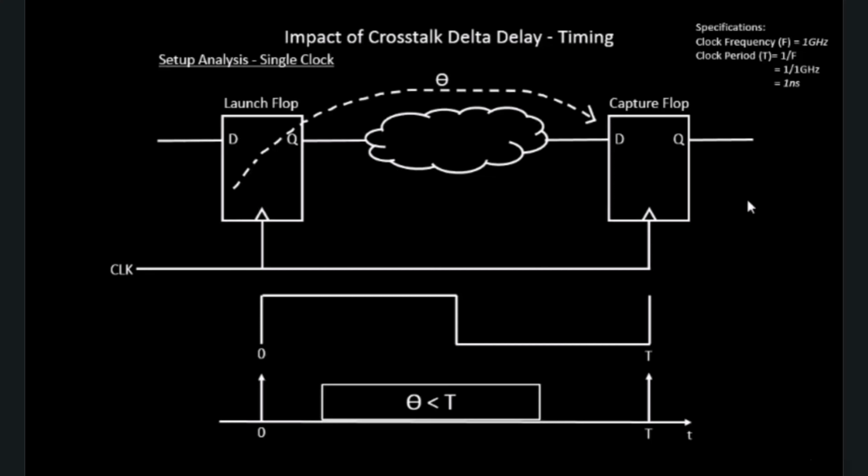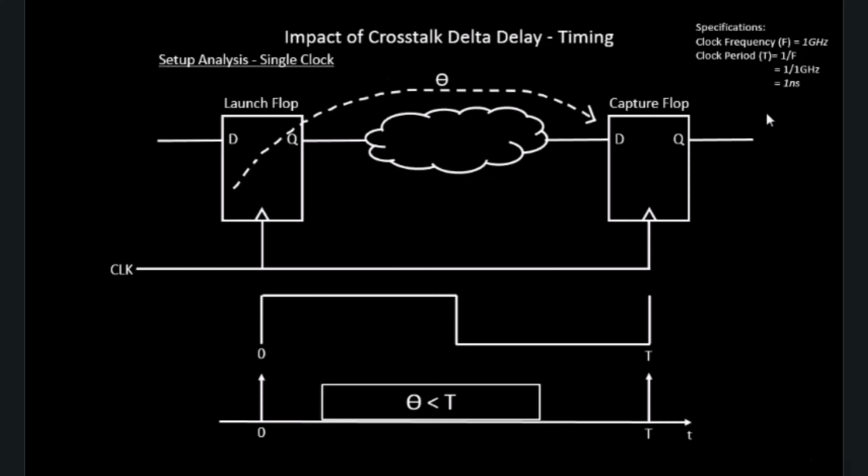Hello everyone. Let's continue from where we stopped last time. So we were looking into a setup timing analysis of a flop to flop, from one flop to another flop. So we had this one flop, we had this another flop, and the combinational delay from this point till this point is, let's say, called theta.